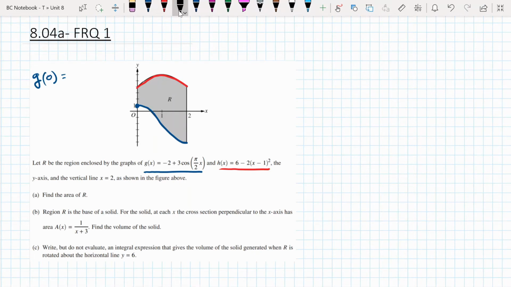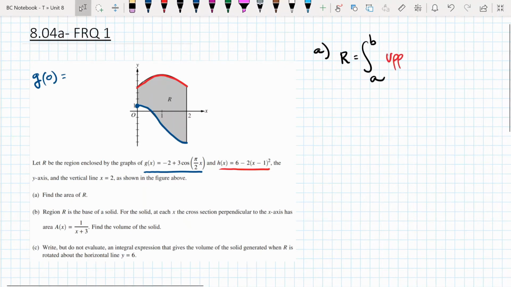So the first question wants us to find the area R of the region in between these two functions. R is going to be equal to the integral from one value to another value, we'll talk about what that is, of the upper function minus the lower function.